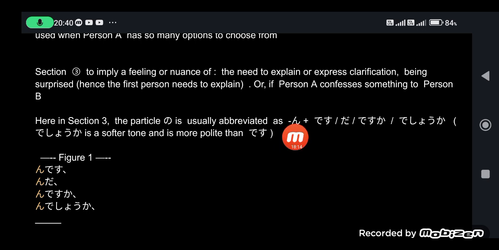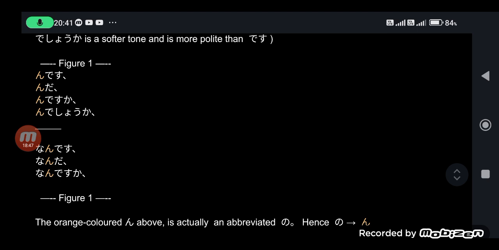It's like letter N, un, abbreviated as N, and hence we have this N being followed by the des or declarative da, or deska in a form of question, or deshoka. Deshoka is a softer tone and is the more polite version of deska. This is actually deska. Sorry minasan, this is deska. So deshoka is the more polite form of deska. So let's have figure 1.